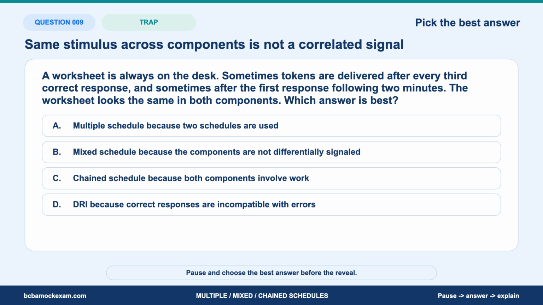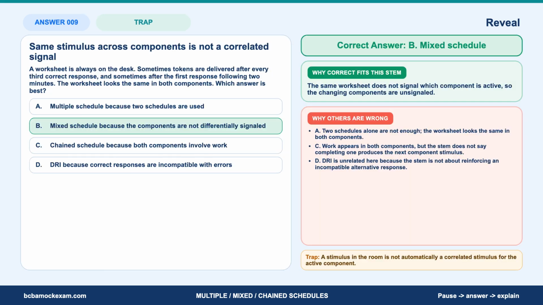Which answer is best? The choices are A. Multiple schedule because 2 schedules are used. B. Mixed schedule because the components are not differentially signaled. C. Chain schedule because both components involve work. D. DRI because correct responses are incompatible with errors. Pause now and choose the best answer. The correct answer is B.